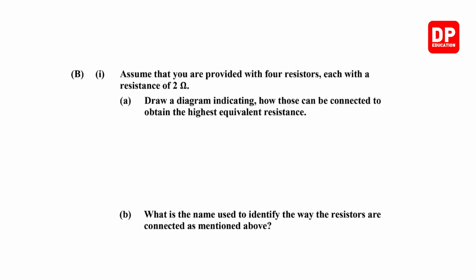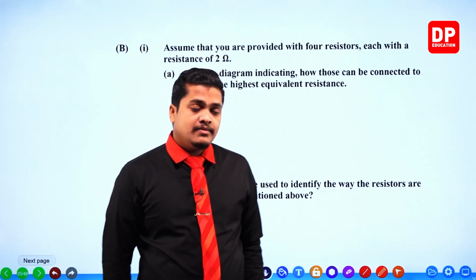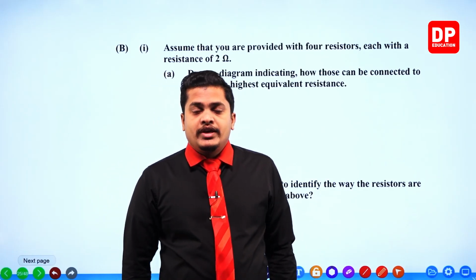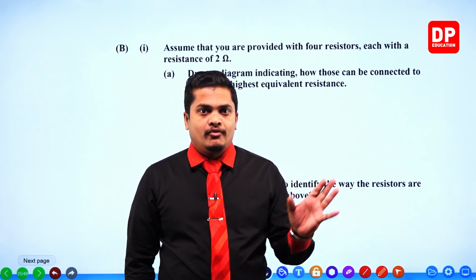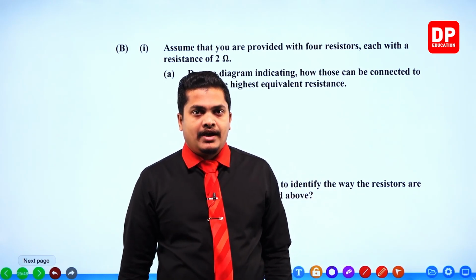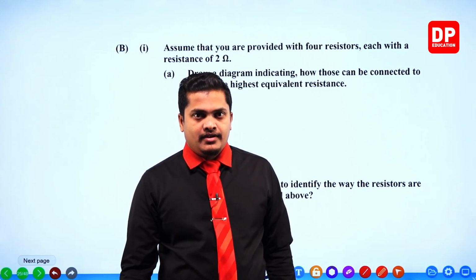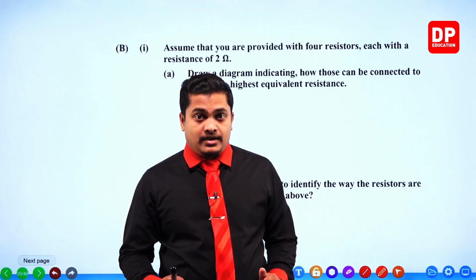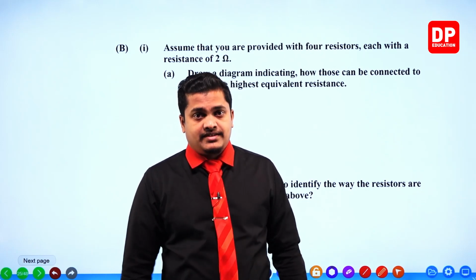Right, so we have finished the optics part then. Now the second question, second part. Assume that you are provided with 4 resistors, each with a resistance of 2 ohms. Draw a diagram indicating how those can be connected to obtain the highest equivalent resistance. So, asking about the equivalent resistance. Equivalent resistance means the single value of resistance that can be applied to give the same effect for a series of resistors or for a system of resistors.